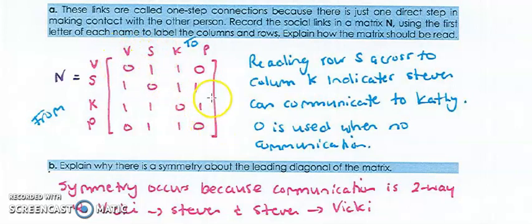You will see a mirror image along the diagonal. And that leads to B, explaining why there is symmetry about the leading diagonal of the matrix. Because the communication is two-way. Vicky can talk to Stephen, and also Stephen can talk to Vicky. So in other words, Vicky can talk to Stephen here, so there's going to be 1. But also Stephen can talk to Vicky, so there's also 1. So this is mirror here.